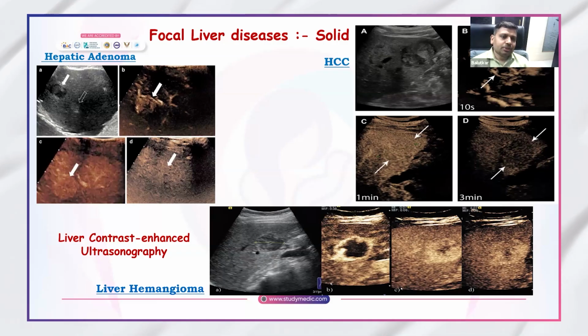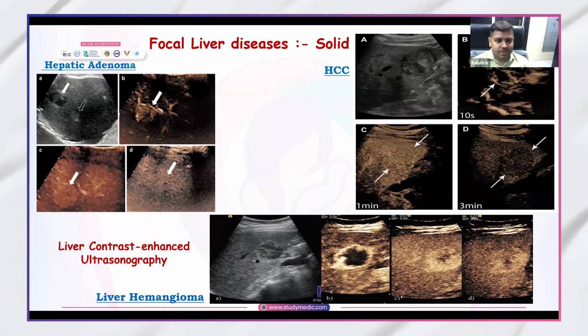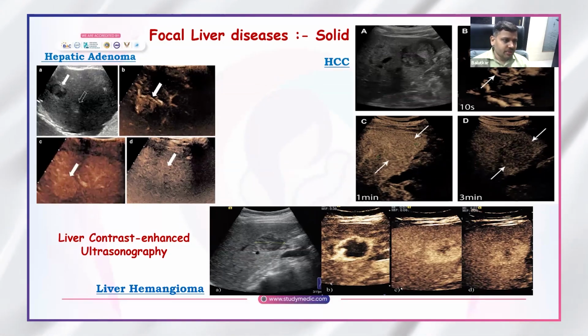Another lesion which is heterogeneously hypoechoic, that is suspicious of a malignant lesion, is hepatocellular carcinoma. On contrast enhanced ultrasound examination, we can see brightly enhancing vessels within the lesion during the arterial phase, just 10 seconds after administration of contrast. And during the delayed phase at 3 minutes, we can see the contrast is washing out so easily. Even during the 1 minute phase, we can see the contrast enhancement is homogeneous.